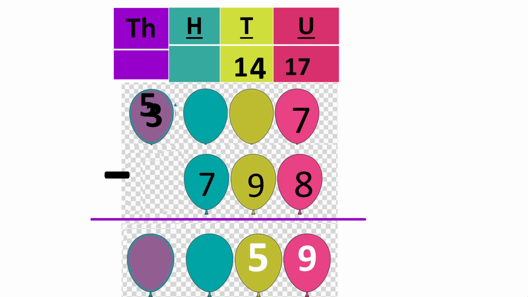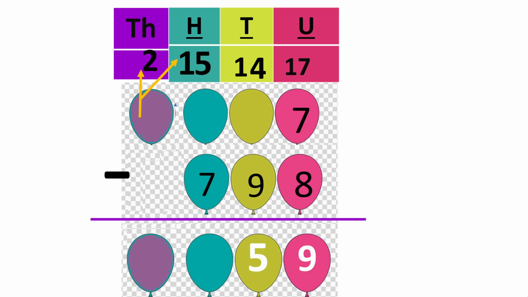Can you lend me 1000, please? Yes, it will borrow the number. So 3000 will give 1000 to 500. So it will become 1500. And how much will remain in thousands place? 2000 will remain out of 3000 and 3 will disappear.